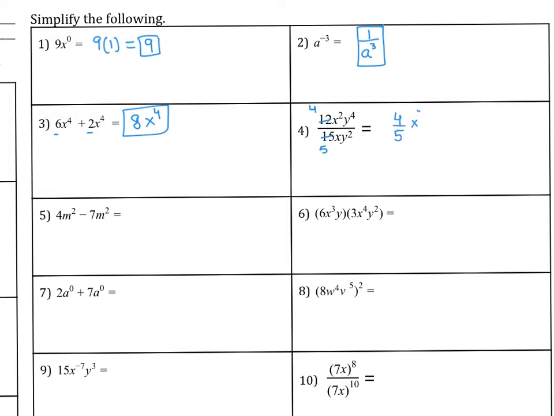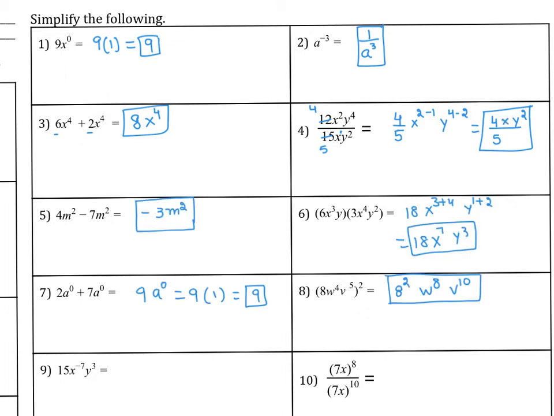X to the power 2. And here you have x to the power 1. So 2 minus 1. Y to the power 4 minus 2. And then the final answer is 4 over 5, x to the power 1, y to the power 2. Whenever you have x to the power 1, you don't have to write the 1 on the top. So in this case, you don't have to write 1 on the top of x.